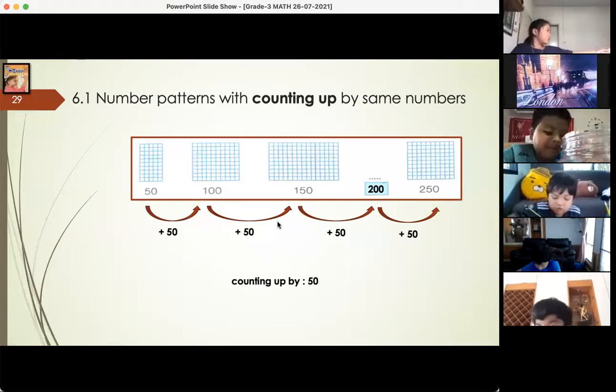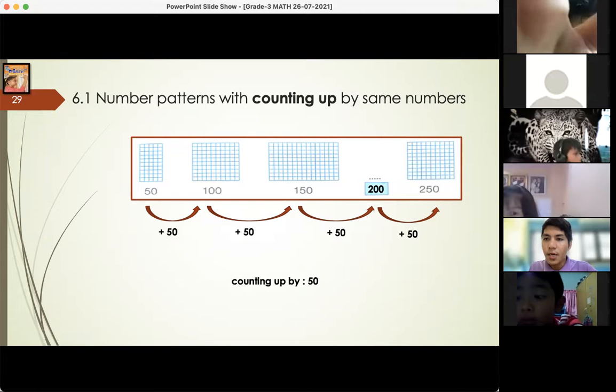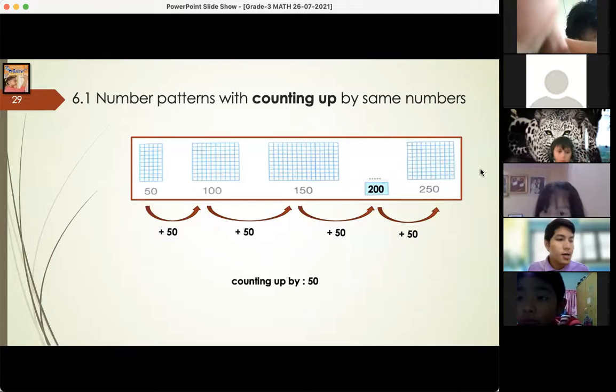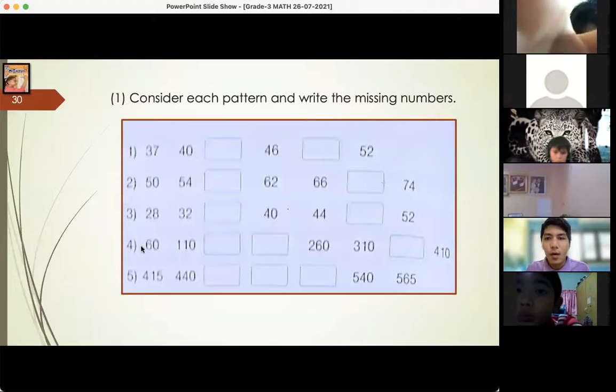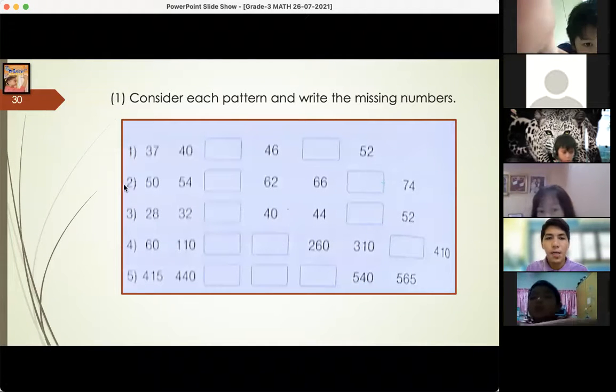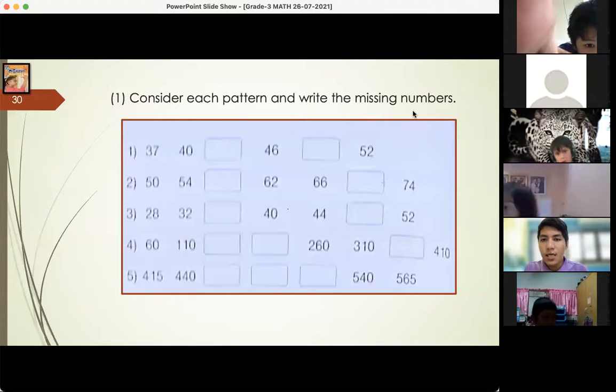All right, grade 3. Did you understand what patterns of numbers is? Yes or no? Did you get it? So let's answer some pages from your book. This is on page 29. Turn your book to page 30. Okay, page 30. So exercise number 1. What you are going to do is consider each pattern and write the missing numbers.